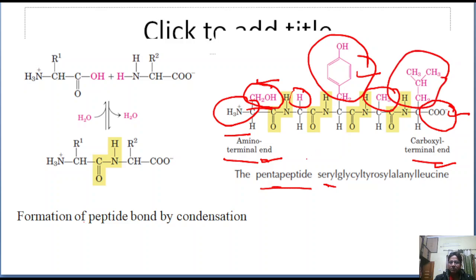So this is the pentapeptide and it starts from serine. The naming of the polypeptide chain is from N terminal to C terminal: serine, glycine, tyrosine, alanine and isoleucine. So we can say only the amino group that is free is the amino terminal, and the carboxy terminal. Other amino groups and carboxyl groups are not free here, and they are involved in the peptide bond formation.